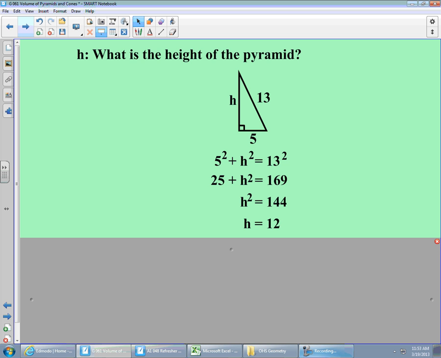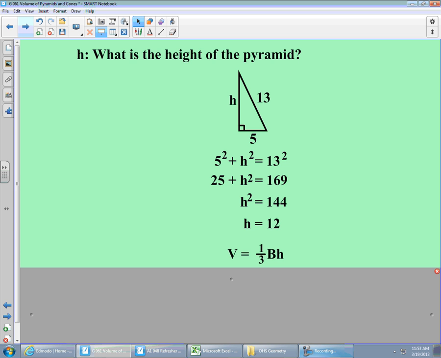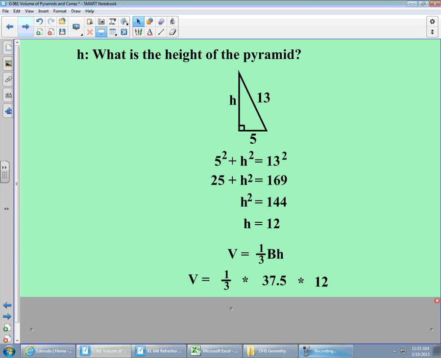So all we have to do is finish plugging into the formula. We had 1/3 big B little h. We had big B, I think it was 37.5 on the last screen. And then height, we now discovered, is 12. So we're just plugging in numbers, and we've got 1/3 times 37.5 times 12. That looks like 150 to me. Let's see what we got there.